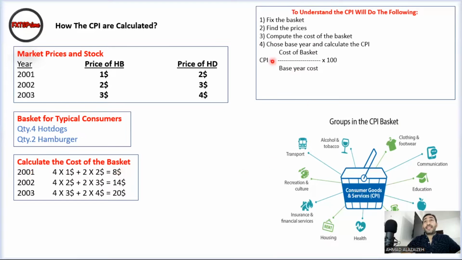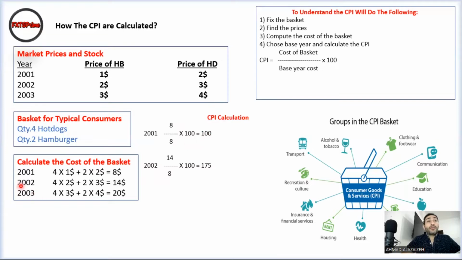Then the formula is: the CPI equals the cost of the basket divided by the base year cost, multiplied by 100. And this will calculate the CPI for us. So let's do that. To calculate the CPI, first of all, let's take the first year as the base year. In the base year the basket cost $8, and the base year itself is the same year, so the basket cost $8 as well. So 8 divided by 8 multiplied by 100 is equal to 100.